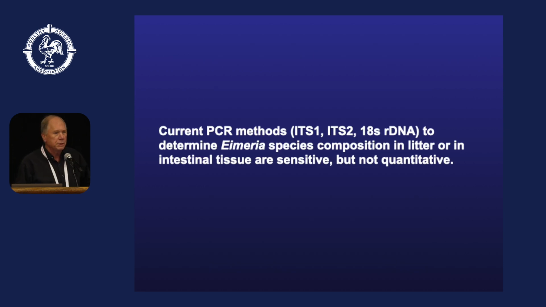So let's switch gears a little bit. The current methods of PCR analysis to identify species are based on a number of genes, but basically the ribosomal DNA, the DNA coding for ribosomal RNA. And that's the ITS1, 2, or the 18S. It's a very sensitive assay because ribosomal DNA is in multiple copies in the genome. So it's extremely sensitive assay.